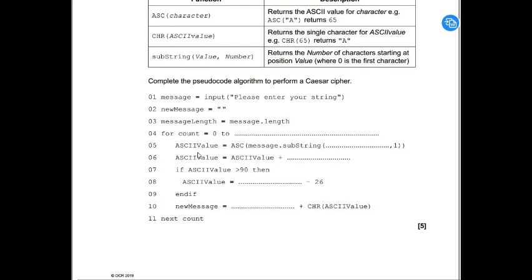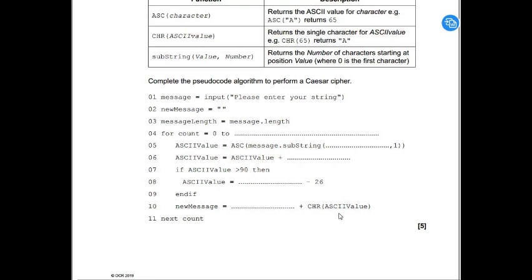Okay. And then ASCII value is going to be the ASCII message.substring. And we're going to have the count in there because we're counting. Then it's going to be the ASCII value equals ASCII value plus 1 because we need to increment it by 1. And then the condition is if the value is greater than 90, then the ASCII value equals ASCII value take away 26. And I'm just going to end it. And the new message would be new message, concatenate with the character with the ASCII value.